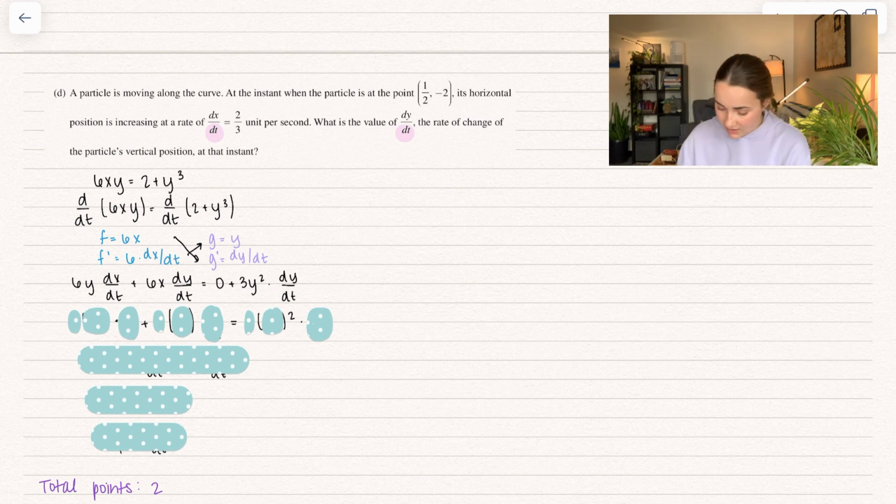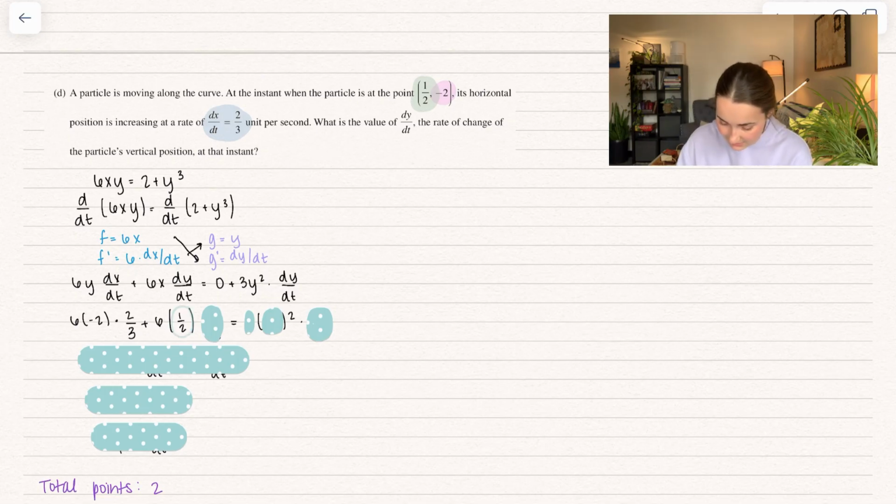Now we actually have a ton of information we can plug in right here. The first piece of information is that we already know what our y value is equal to. The y is going to be negative 2. So we have 6 times negative 2. They also gave us dx/dt. dx/dt is 2/3. So we get times 2 over 3. And then we get plus 6, and now we can multiply by x. And they gave us what our x is equal to, and that's going to be 1/2.